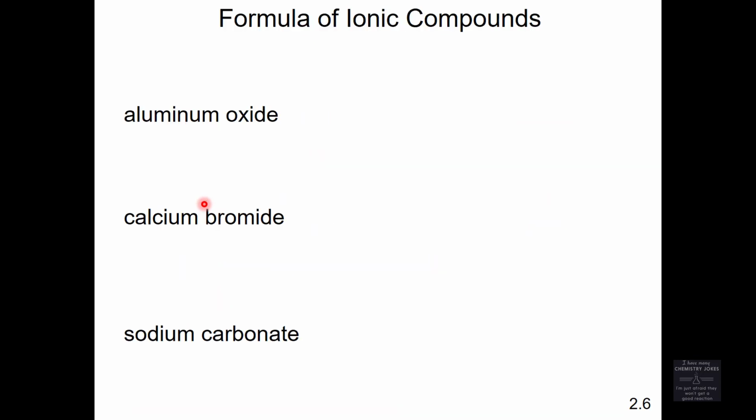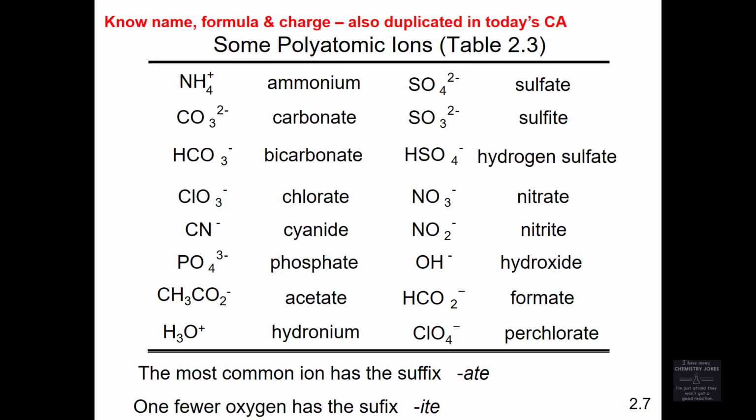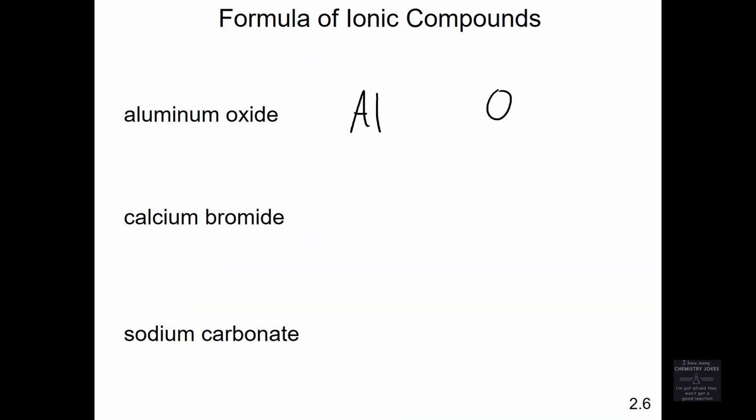All right. So here are a couple of examples that we're going to breeze through. Aluminum oxide. Number one, you need to know that aluminum is Al. And you need to know oxide actually means oxygen as an anion. The typical charge on aluminum is 3+. The typical charge on oxygen is 2-.